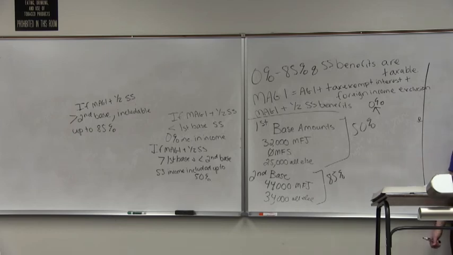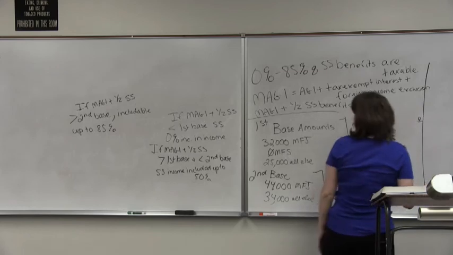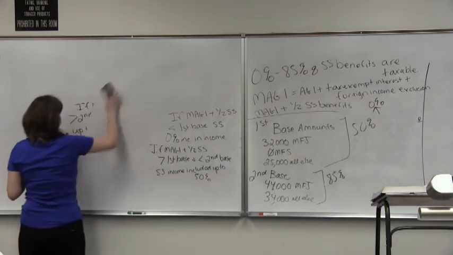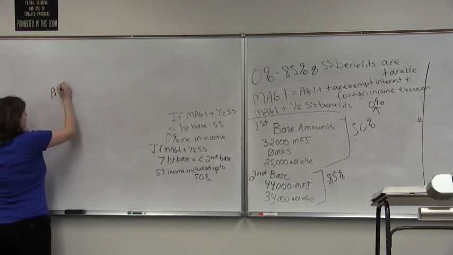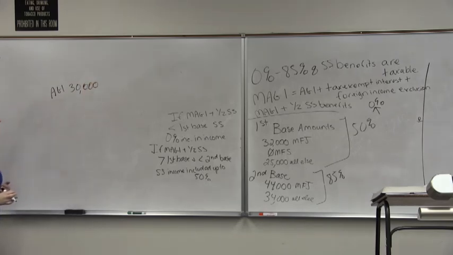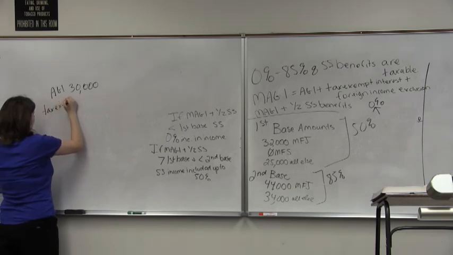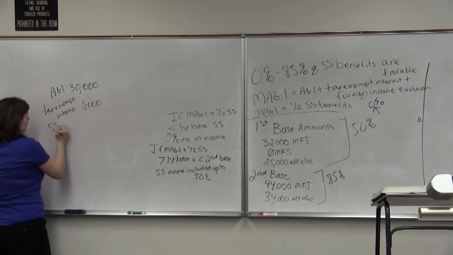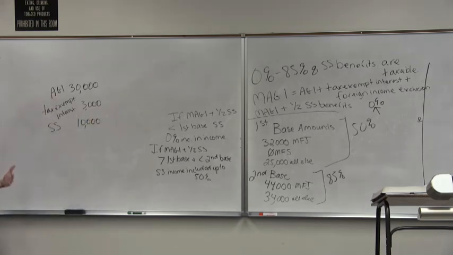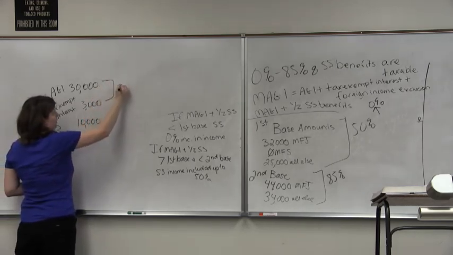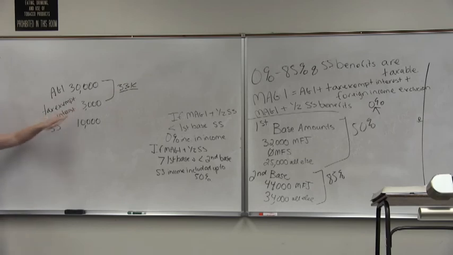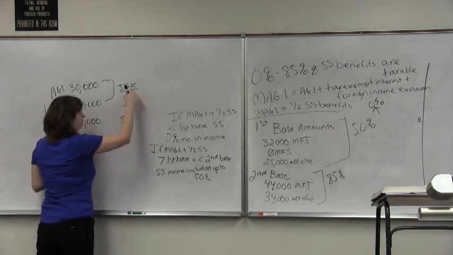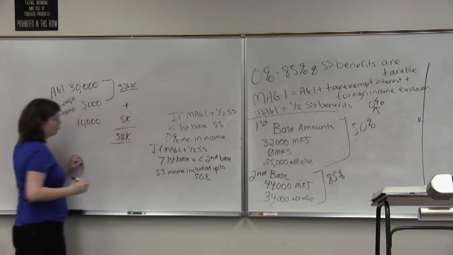So if you look at a problem here, problem A, we have AGI, and they're married, of $30,000. We have tax-exempt interest income of $3,000. And we have Social Security of $10,000. So what's our modified adjusted gross income? $33,000, right? AGI plus tax-exempt interest. And half of our Social Security benefits is $5,000. So 33 plus 5 is 38. That's the number we're looking at.